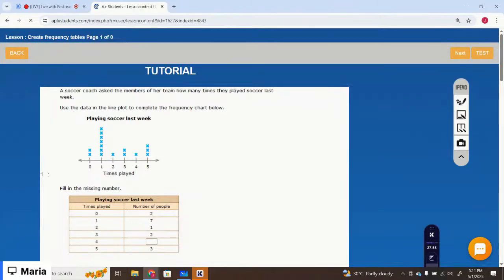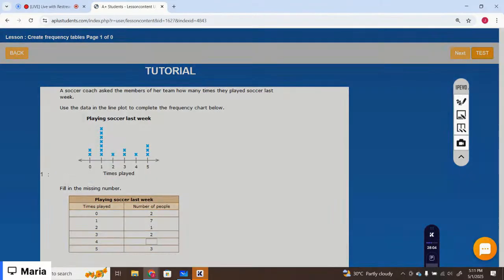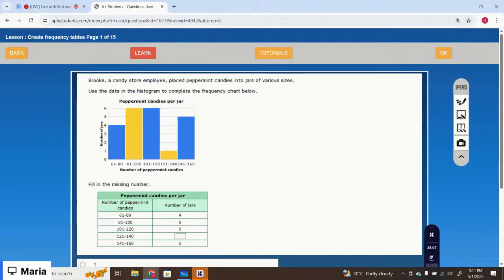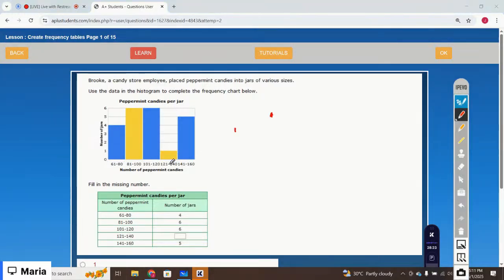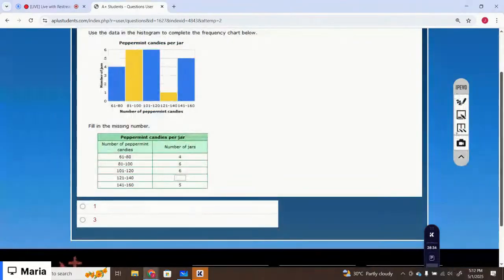A soccer coach asked the members of her team how many times they played soccer last week. Let's just start with the test questions. A candy store employee placed peppermint candies into jars of various sizes. Fill in the missing number, so the value between 121 to 140. Just compare, that is 1. So the missing value is option one.